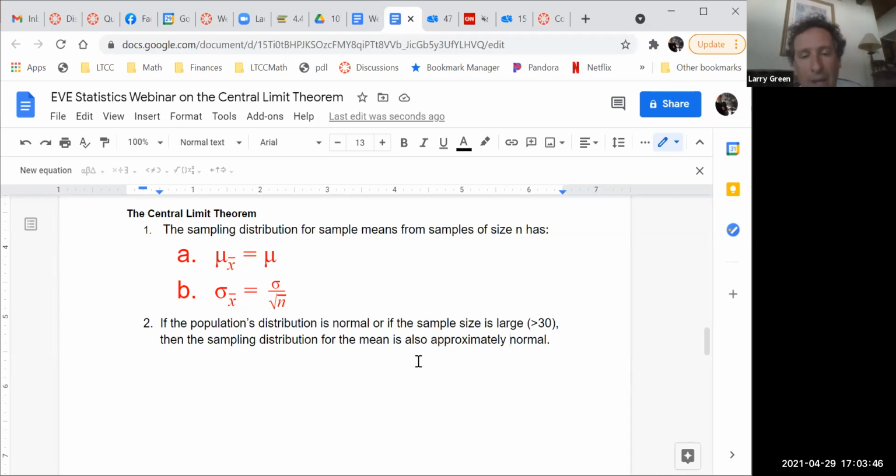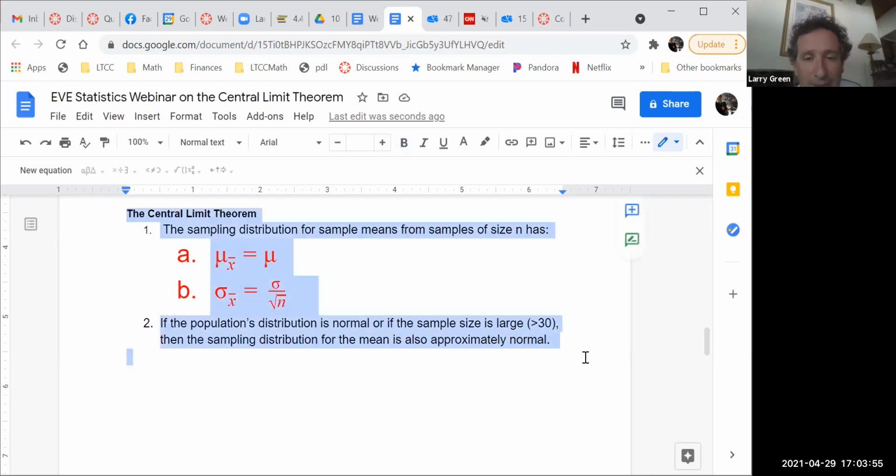Greater than 100 gives you a couple decimal places. Most people are okay with one or one sig fig. Okay, this is the central limit theorem. It is the biggest theorem of the entire course.